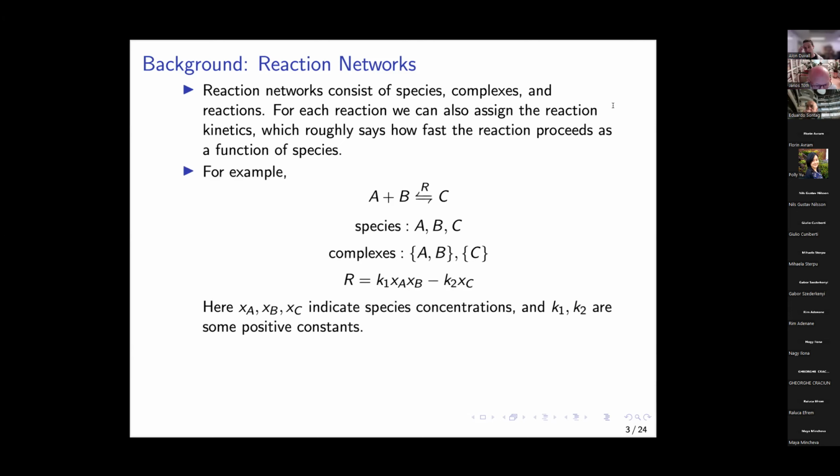So an example here, a simple reversible reaction, A plus B back and forth C. Here species are A, B, C. Complexes are the set AB on the left side, the set C on the right side. And on top of the reaction, we have a reaction rate that describes how fast the reaction proceeds. In this case, I give an example of mass action kinetics of a reaction rate.